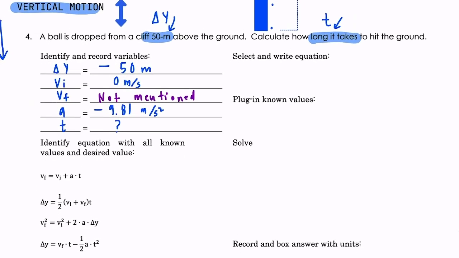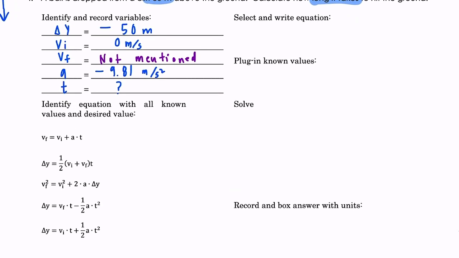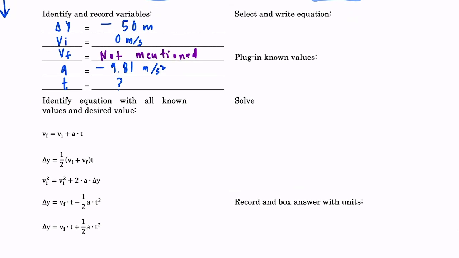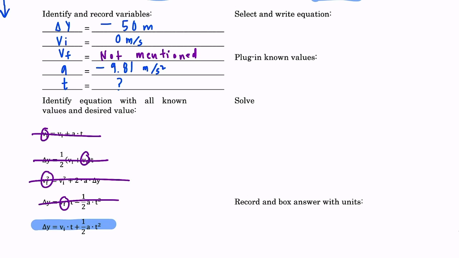So using the same technique that we used previously, we're going to look through the different equations and figure out what is the one equation that does not contain, in this case, vF. We can't use the first one because I see vF right there. We can't use the second one because vF is right there. Can't use the third, can't use the fourth, which leaves us with the final equation, delta y equals vI times t plus 1/2 a t squared.